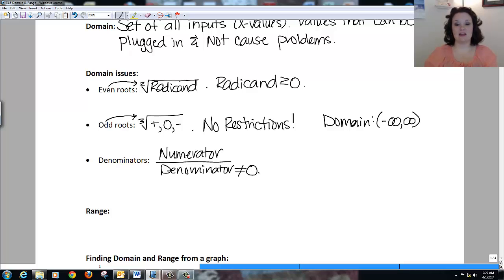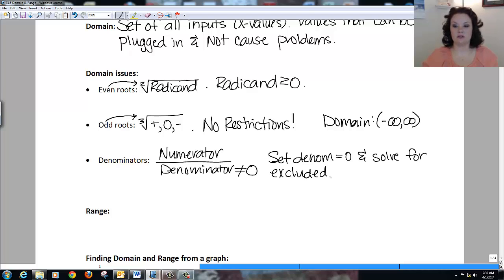So anytime we're given a denominator that has a variable in it, we set that denominator equal to 0 and solve for the excluded values. Okay, so I'm just going to say here, set denominator equal to 0 and solve for excluded values. Okay, so what that means is once you find these numbers, when you set the denominator equal to 0, the answers you're going to get are the values that make the denominator 0, which we know we cannot use. So once we find those values, then we just say x cannot equal whatever they are.